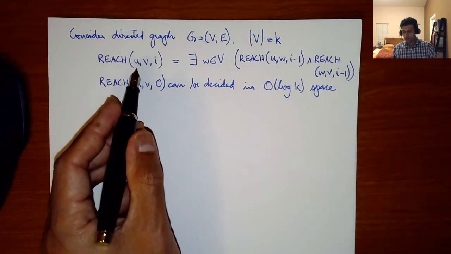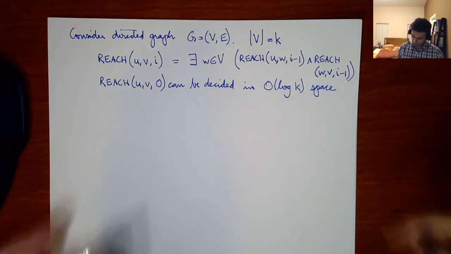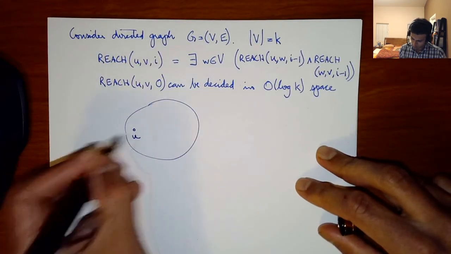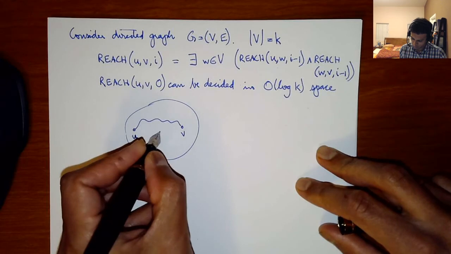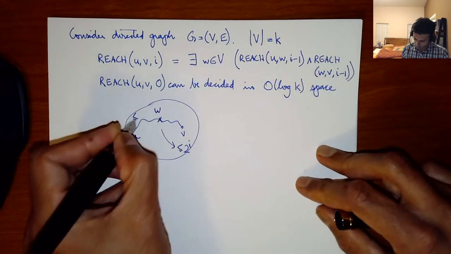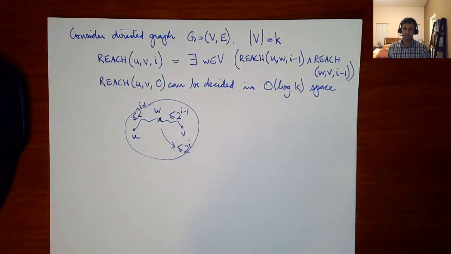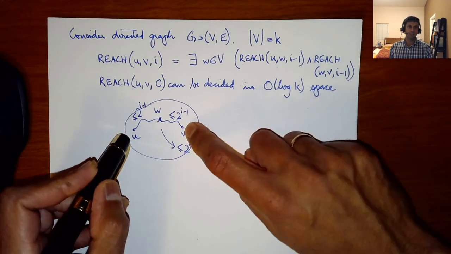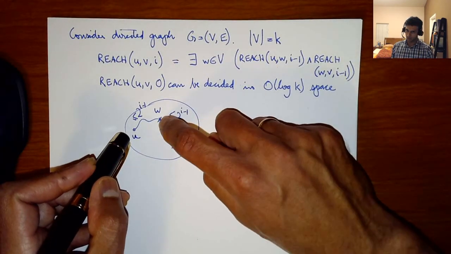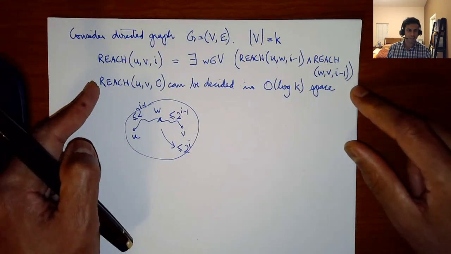What this is saying is, if you can get from U to V in a path of length 2 to the I, there has to be an intermediate vertex. So just to draw a picture here, here is U and here is V, and if there is some path of length less than 2 to the I, look at the midpoint, call that W. This is of length at most 2 to the I minus 1, and this is of length at most 2 to the I minus 1. So this is if and only if. You can reach from U to V in at most 2 to the I steps if there exists an intermediate vertex W, so that you can get from U to W in at most 2 to the I minus 1, and you can get from W to V in at most 2 to the I minus 1. Does this make sense?